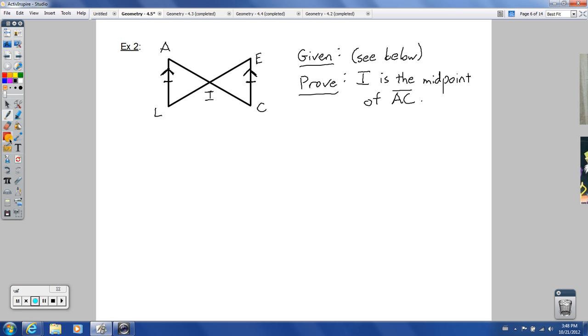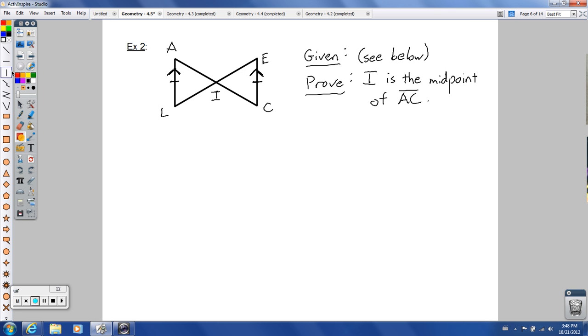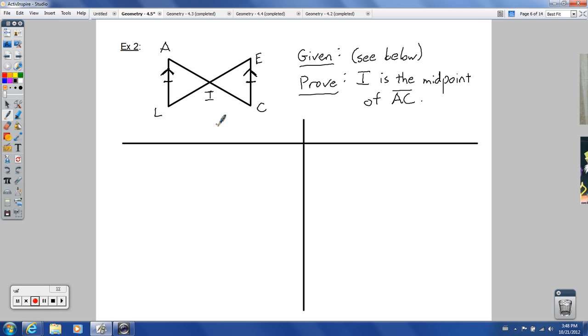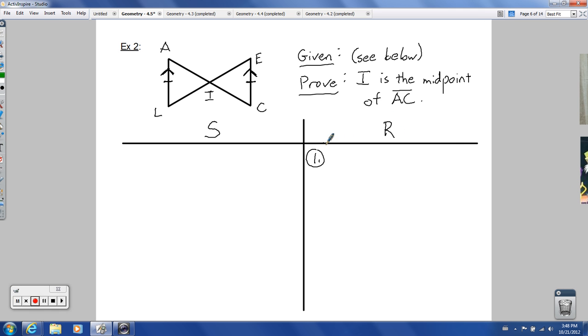We may be able to prove some other stuff based on what we have there in the picture, but for right now, nothing else. So let's make our two columns. Let's put an S and R, statements and reasons here, and let's start working. So we have number one, step one is given.